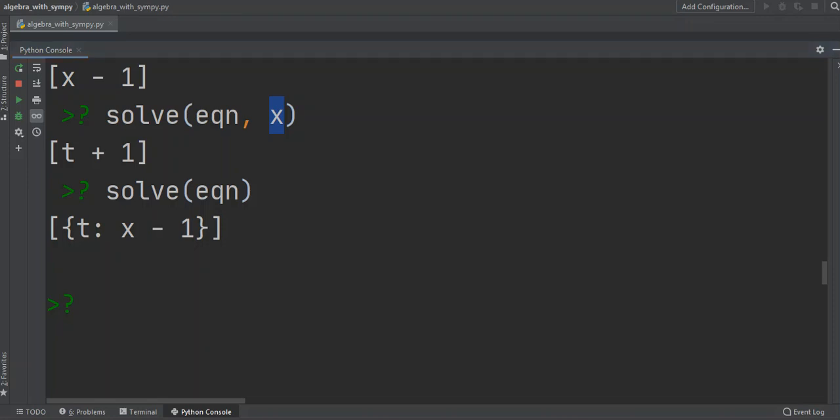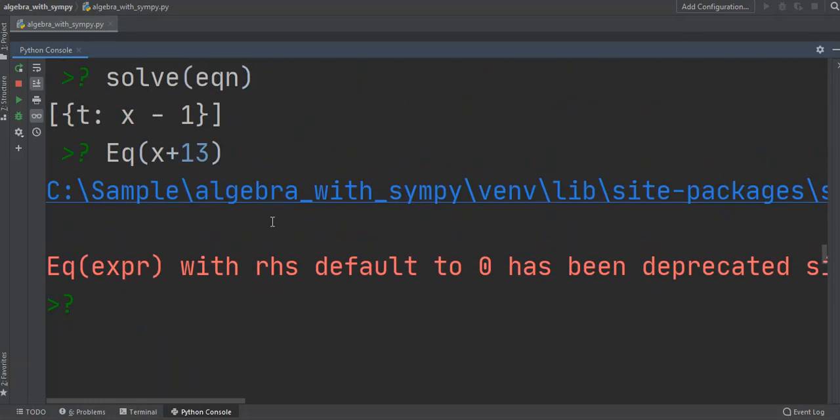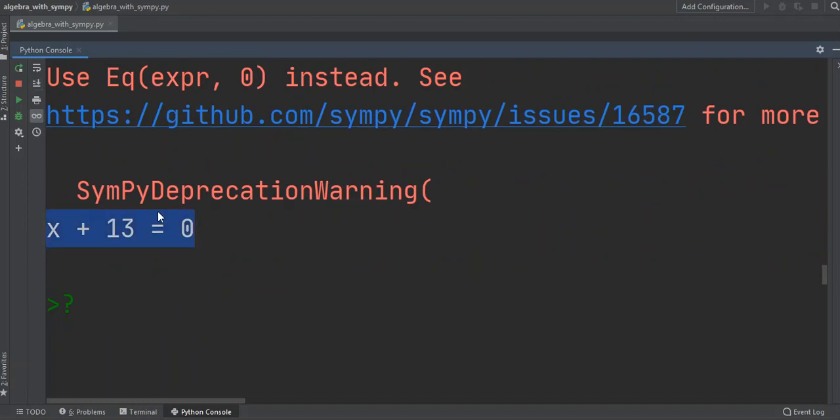Second note on solve: if you don't specify a value on the other side of your equation, the equation will assume that it equals 0. What do I mean by that? Well, if you do EQ of just x plus 13, it's going to be angry with me, but it will assume that this means x plus 13 equals 0. So as you can see, I got a lot of angry text here, but x plus 13, equation of x plus 13 equals 0.